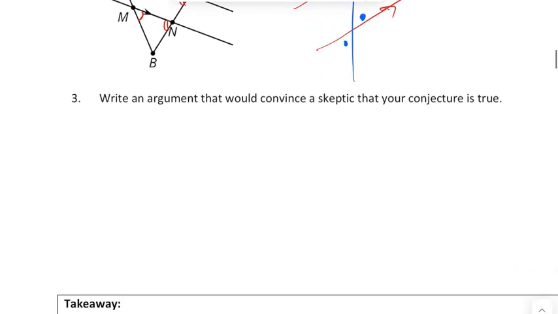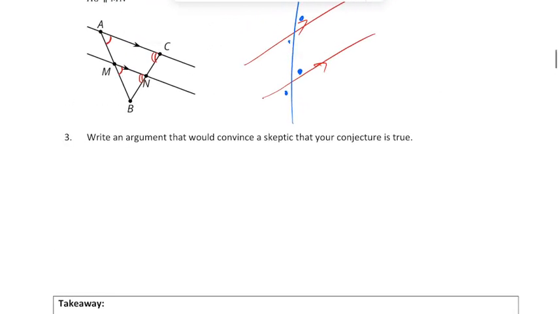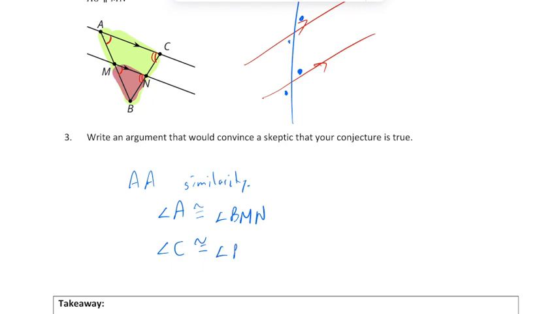Write an argument that would convince a skeptic that your conjecture is true. Line MN is parallel to line AC with transversal AB, so corresponding angles are formed. Basically we know that in this green triangle, as well as this pink triangle, we have AA similarity. Angle A is congruent to angle BMN, and angle C is congruent to angle BNM.